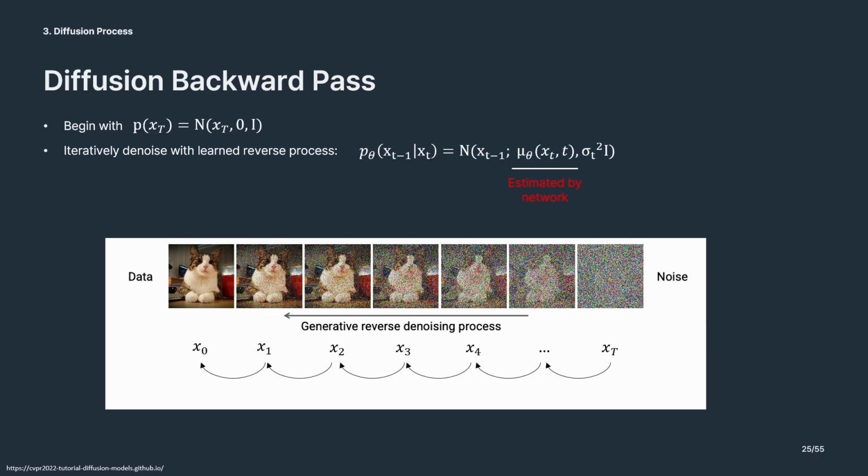Now, the backward process begins from pure Gaussian noise and gradually removes the noise in a step-by-step manner. At each step, we apply a learned reverse process, where the denoising model, a neural network, predicts how to clean up the noise. This model estimates the mean mu_theta, allowing us to sample the next less noisy image, x_{t-1}. When the model is well trained, this iterative denoising reconstructs the original image with impressive fidelity.